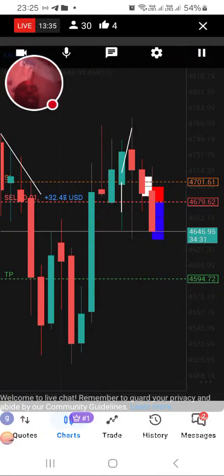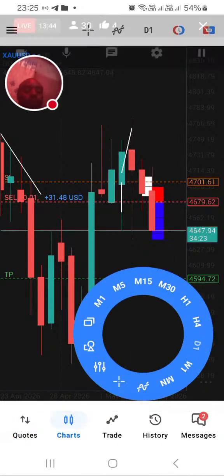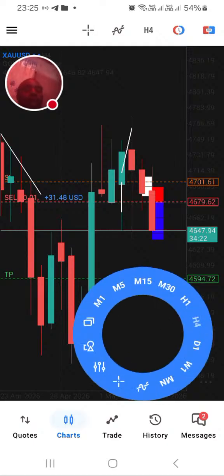That is the only thing I look at on the daily time frame. That is the direction, guys. After looking at that, I come to the 4 hour time frame where I look at the trending range.